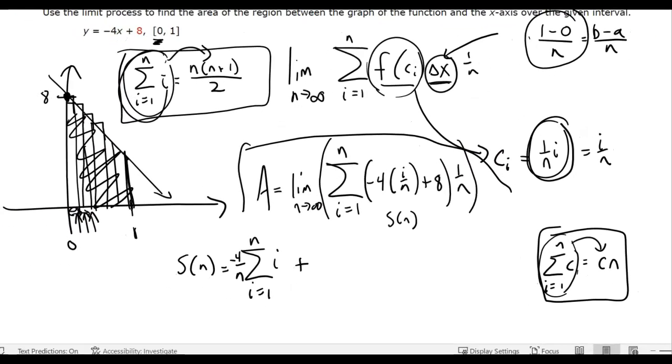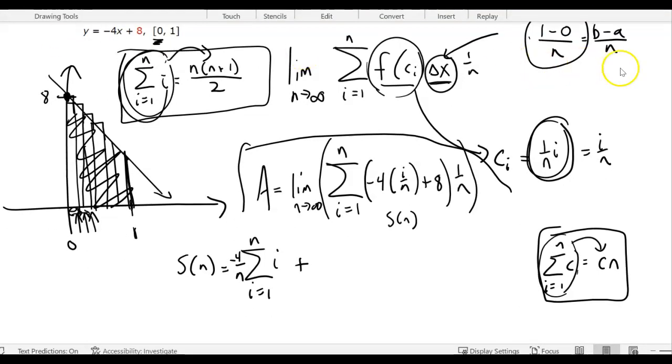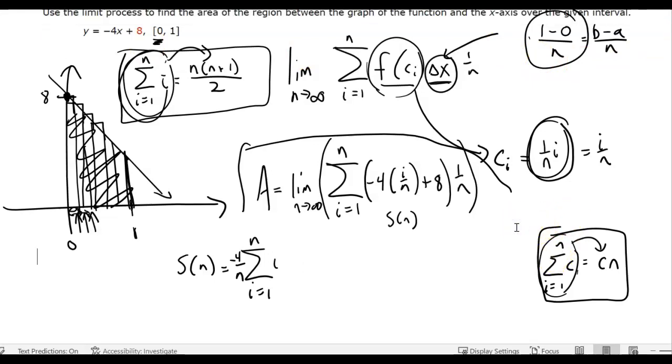Let's take a couple more steps. So I forgot to run this 1 over n through. So let me do that real quick, and then we'll see what we're looking at. So I got a negative 4 times i over n squared plus 8 over n. Okay, so that's what happens when I run the 1 over n through.